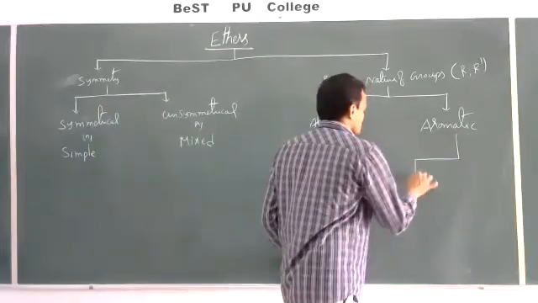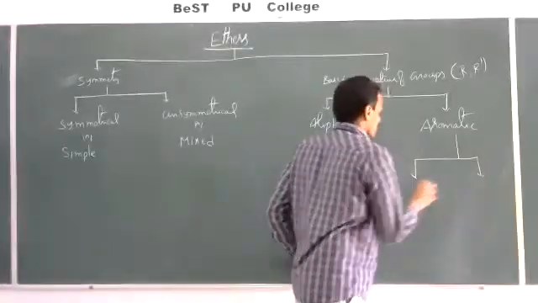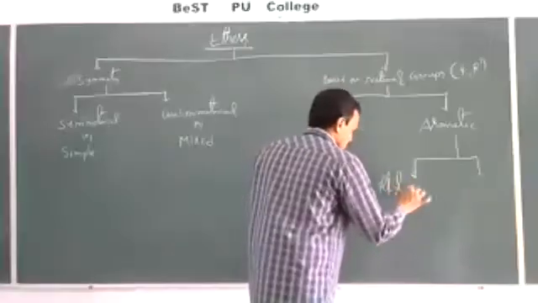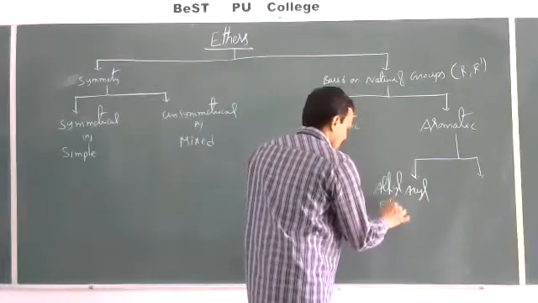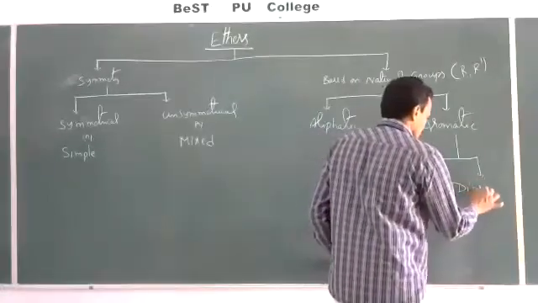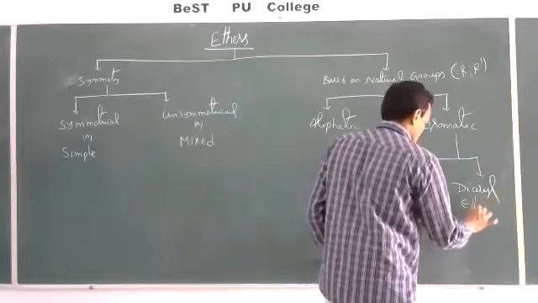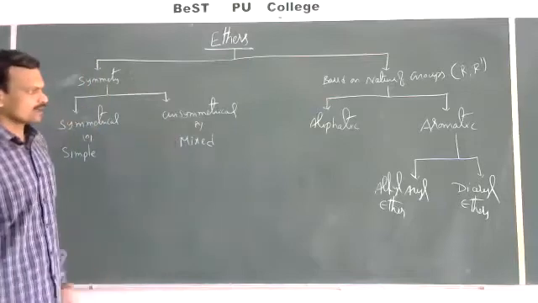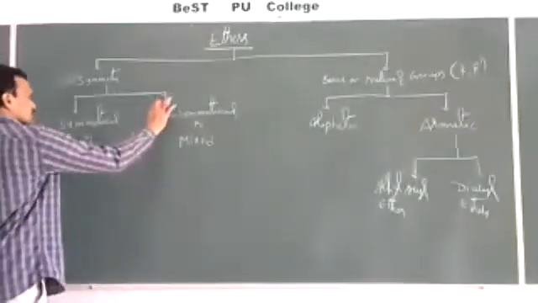Again, these aromatic ethers are of two types. They are alkyl aryl ethers and diaryl ethers.